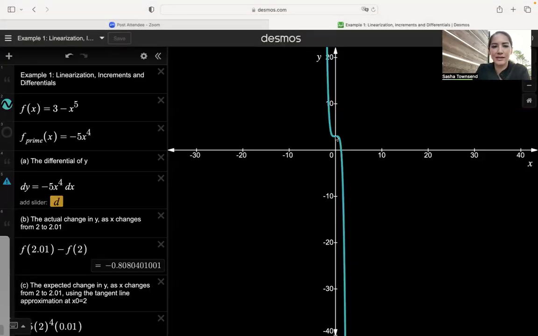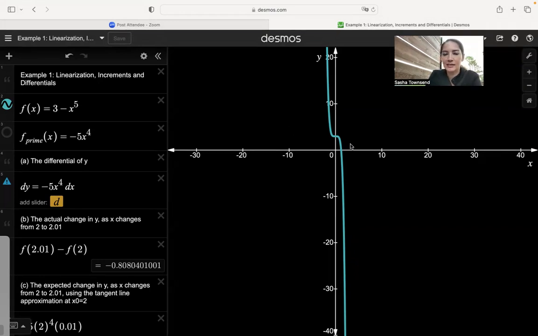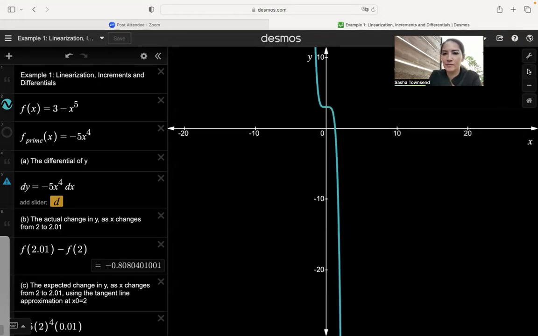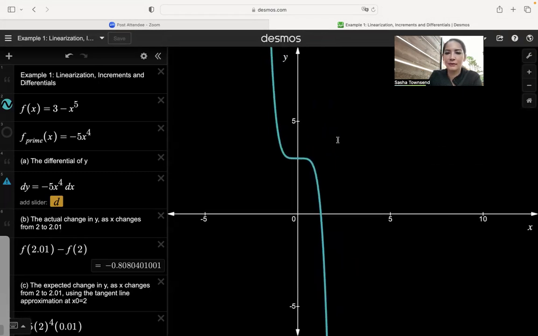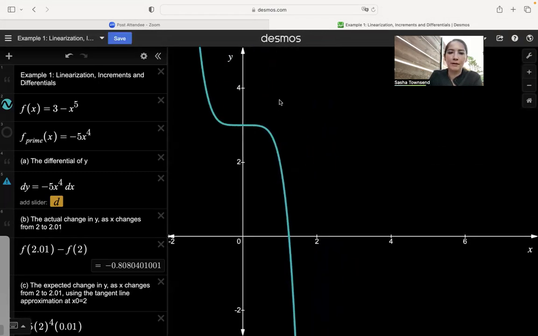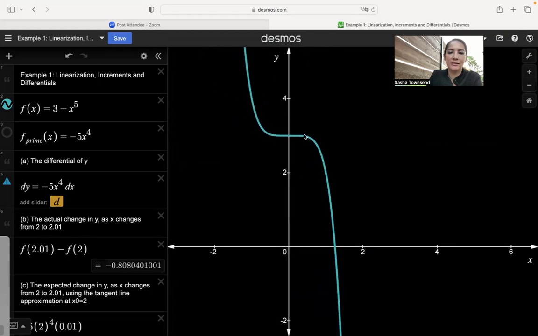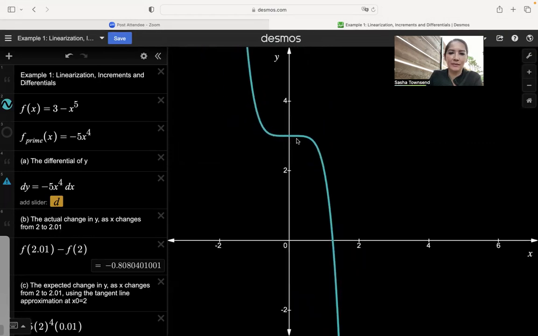Okay, so this is what f of x equals 3 minus x to the 5th looks like. It's just that x to the 5th graph, shifted up 3 units and then flipped. So typically this is what I would draw. And notice that between -1 and 1, it has sort of a flat spot there. That's because if we take those fractions between -1 and 1 and raise them to the 5th power, they're going to get even smaller. So it makes it sort of flatter.